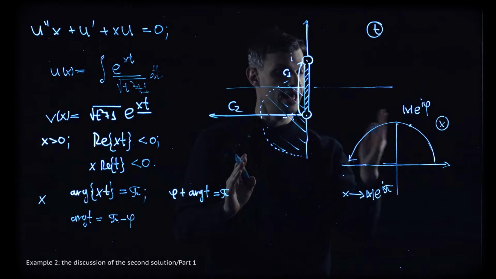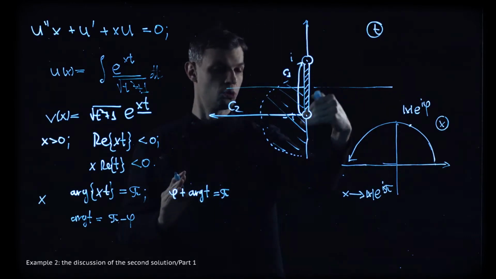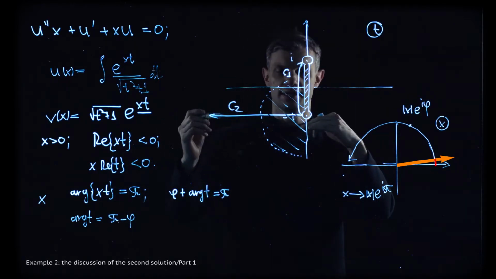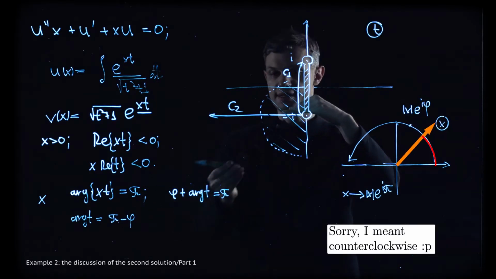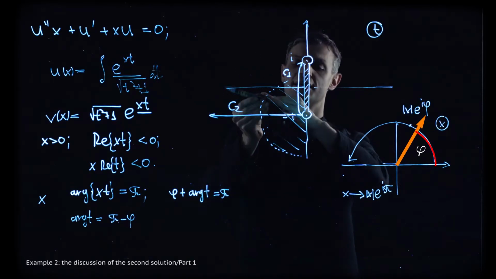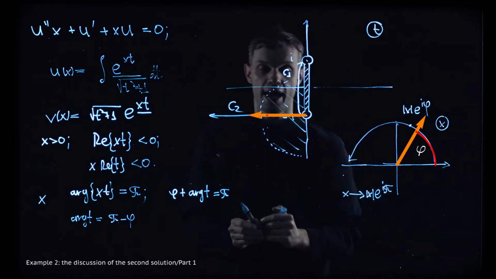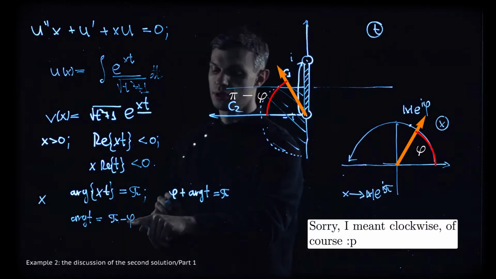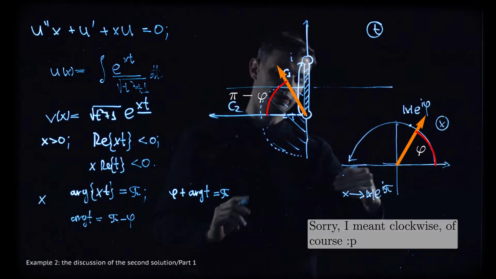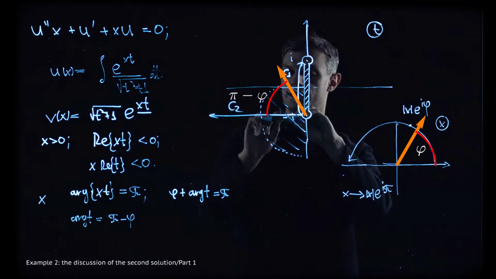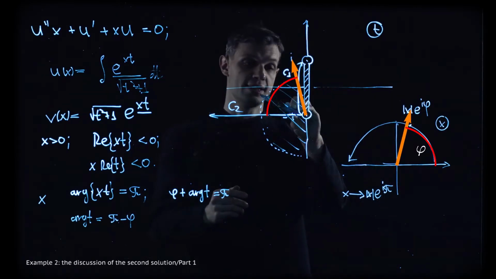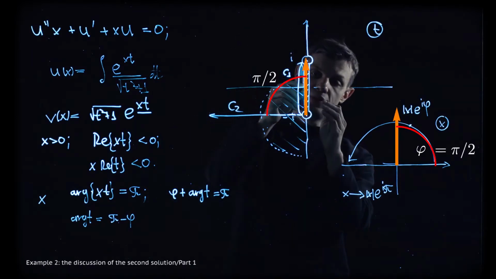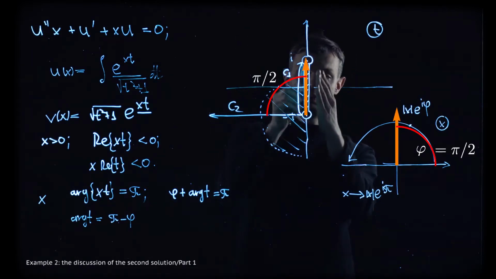So when x is rotating counterclockwise, this steepest descent direction rotates clockwise. And you see that we encounter a problem when phi reaches the value pi over 2, because then the steepest descent direction starts intersecting with the branch cut.